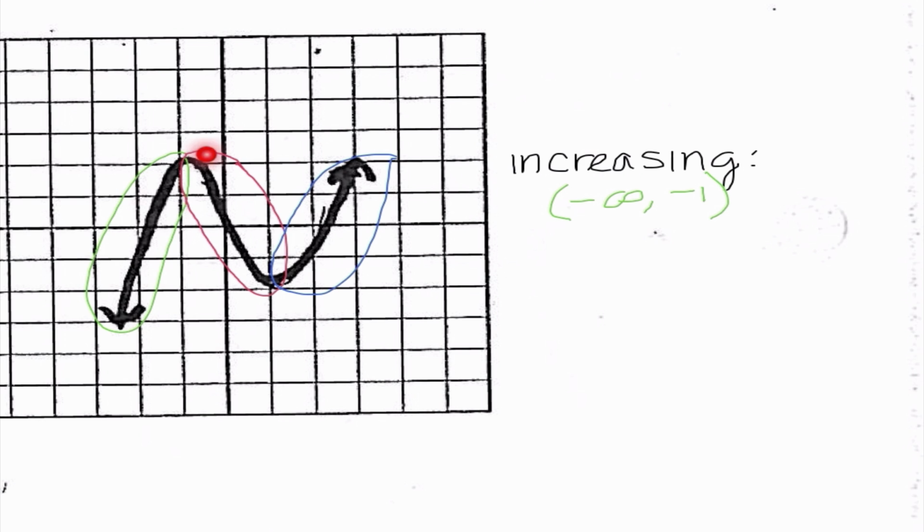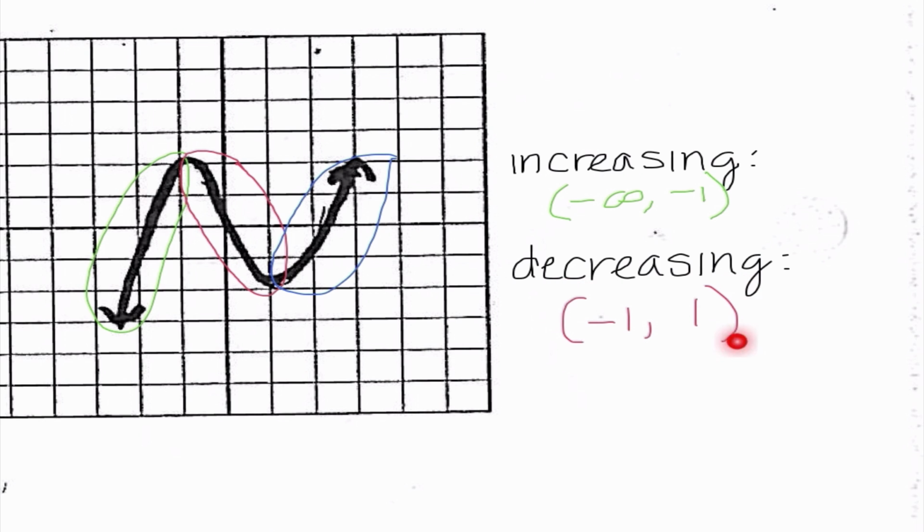Now, as soon as we hit -1, all of a sudden it starts decreasing until we hit an x value of +1. So I'm going to write decreasing from -1 to +1. I'm using my parentheses because I am saying all the values leading up to -1 and leading up to +1 are decreasing. And then this last little piece, once again, looks like it is increasing. And we've learned when we have more than one section that is doing the same thing, we are going to use the union symbol. So I'm going to say from 1 to infinity is also increasing.